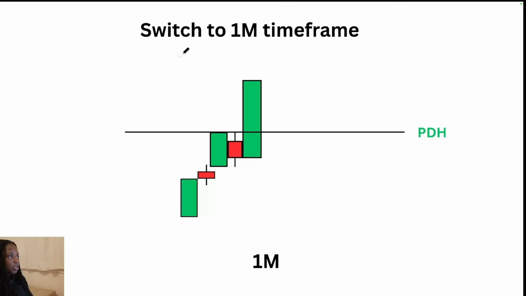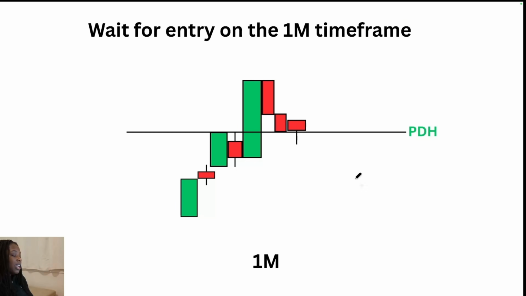Now you switch to the 1-minute time frame. You're not doing anything yet at this point. You are just observing, and you're waiting for a pullback into the previous day high level, and you're watching to see if buyers will step in at that level and try to close above the previous day's high. At this point, yes, this bar has signaled to us that sellers are trying to push the price lower, but buyers are stepping up. So you're alert, and this is your signal bar.